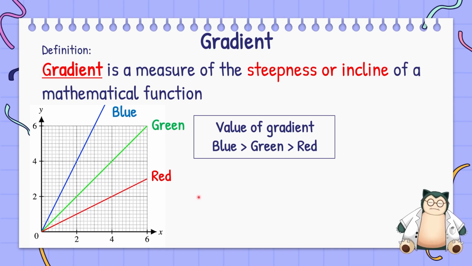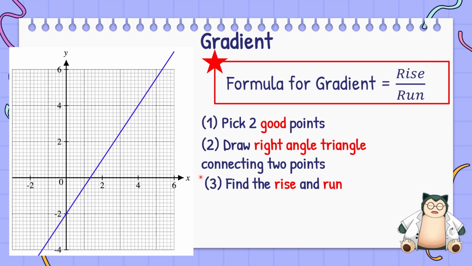Now, how do we measure the gradient? We want to quantify the value, right? That is when we have our first important formula to learn in this video. Gradient equals rise over run. What is rise and what is run? These are the three steps to find the rise and run to calculate the gradient.